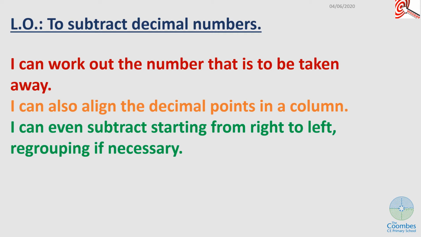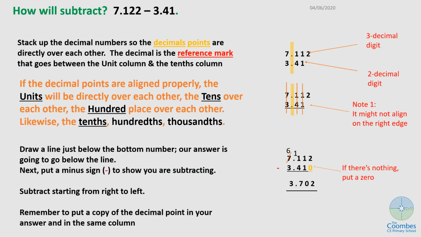So our learning objective is to subtract decimal numbers. And there are three success criteria to help us to do that. First, that you can work out the number that is to be taken away. Second, that you can also align the decimal point in the column. And the third is that you can even subtract, starting from right to left, regrouping if necessary.